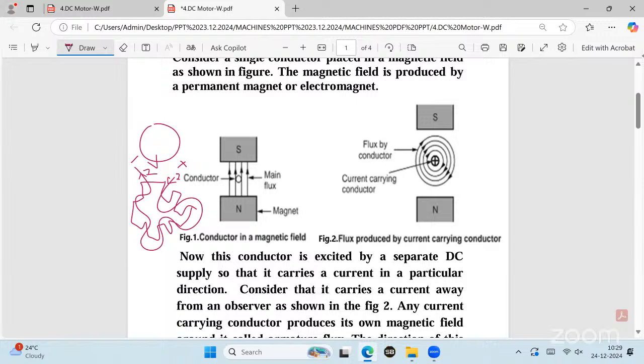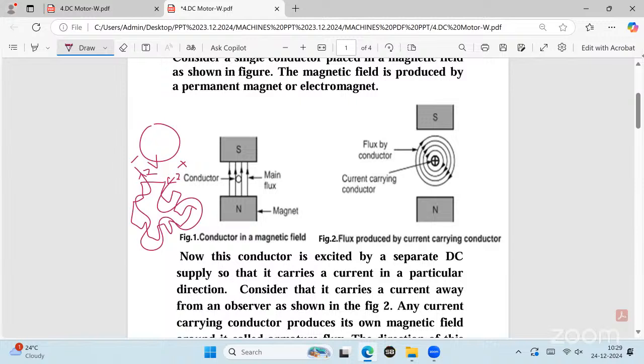We got two fluxes. Why are we doing all this? The final target is that the armature should rotate. We have to satisfy the DC motor definition, which converts electrical to mechanical energy. I have to satisfy the definition. For that purpose, I'm explaining this main flux and armature flux.